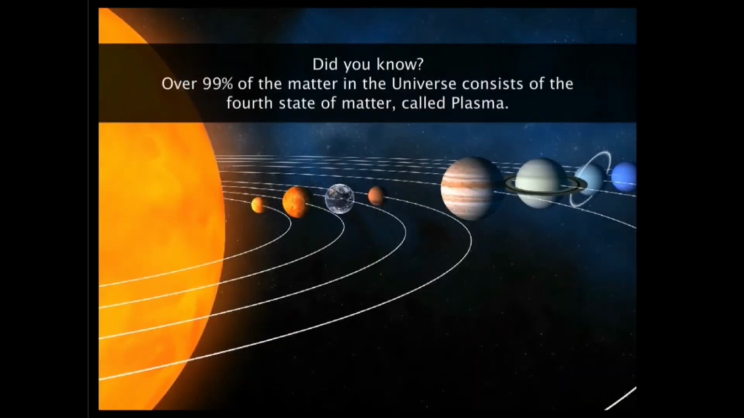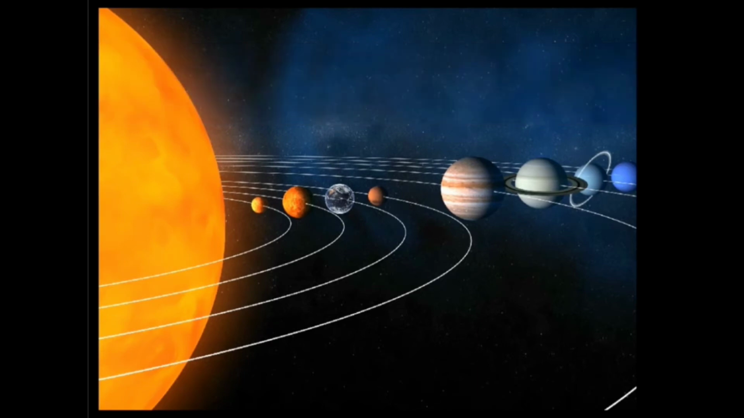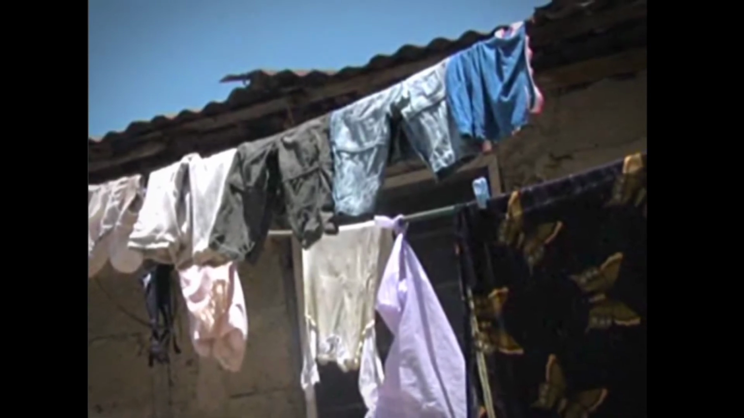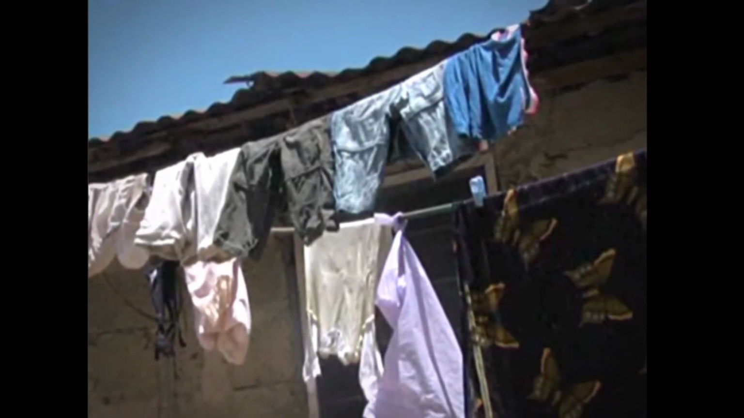Over 99% of the matter in the universe consists of a fourth state of matter, called plasma. Plasma, or ionized gas, exists at extremely high temperatures in the sun, stars, and interstellar space. Plasma can be seen in neon signs, plasma TV screens, and we come across evaporation in our everyday life.